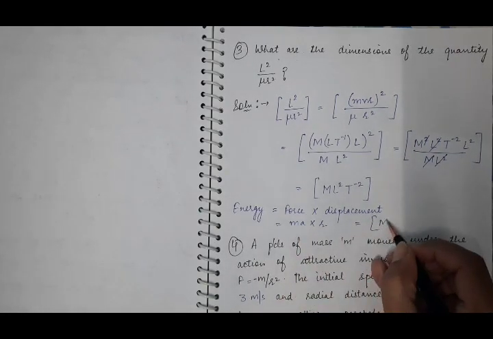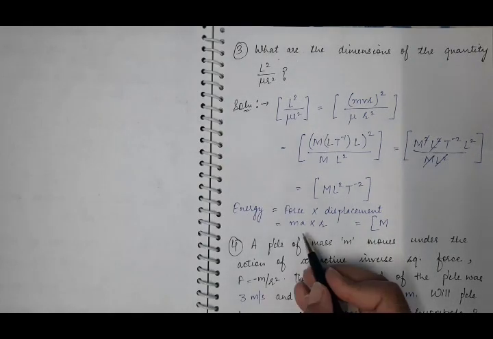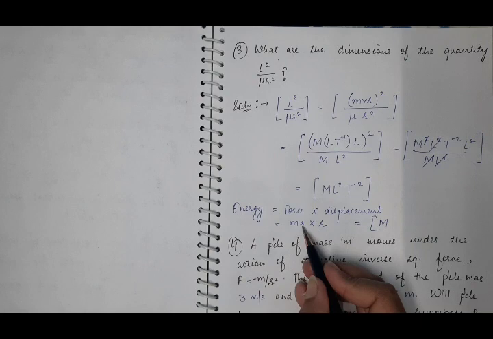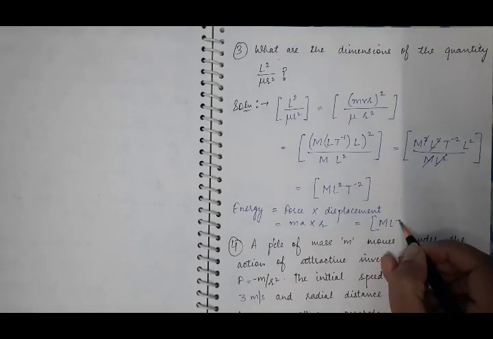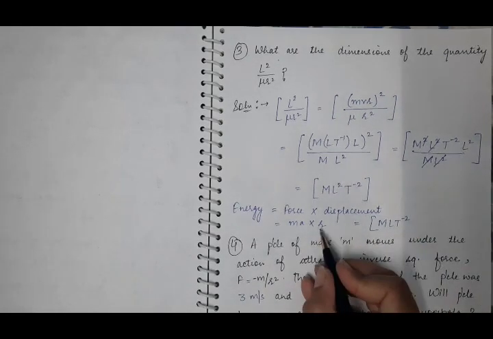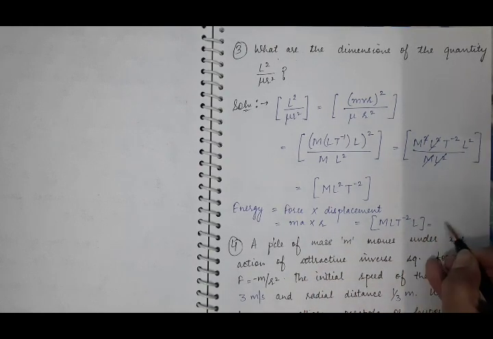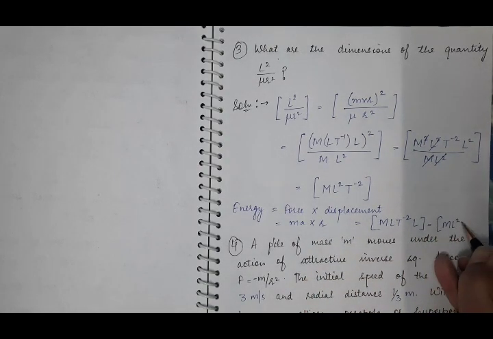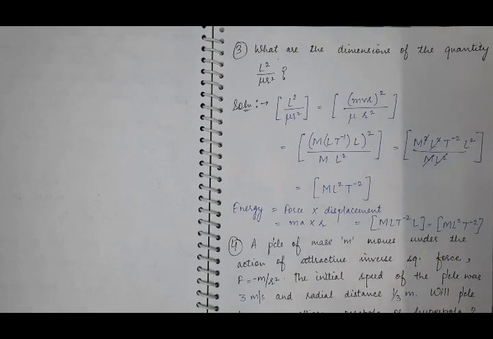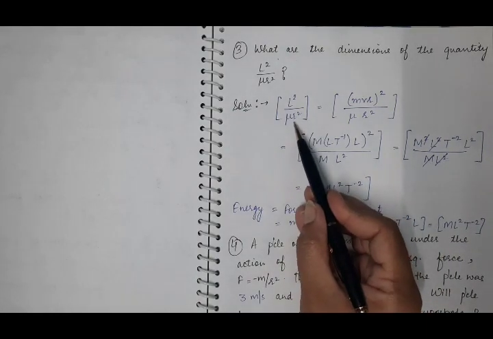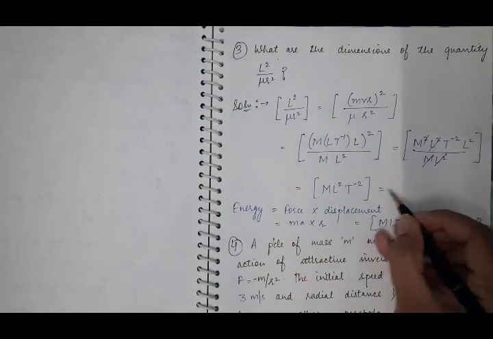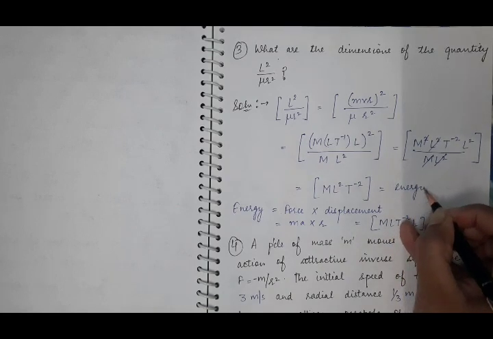Dimension of mass is M. Acceleration is velocity upon time. Dimension of velocity is L T minus 1, divided by T. So dimensions of acceleration are L T minus 2, into displacement. Dimension of displacement will be L. So it is M L square T minus 2. So this term has the dimensions of energy.